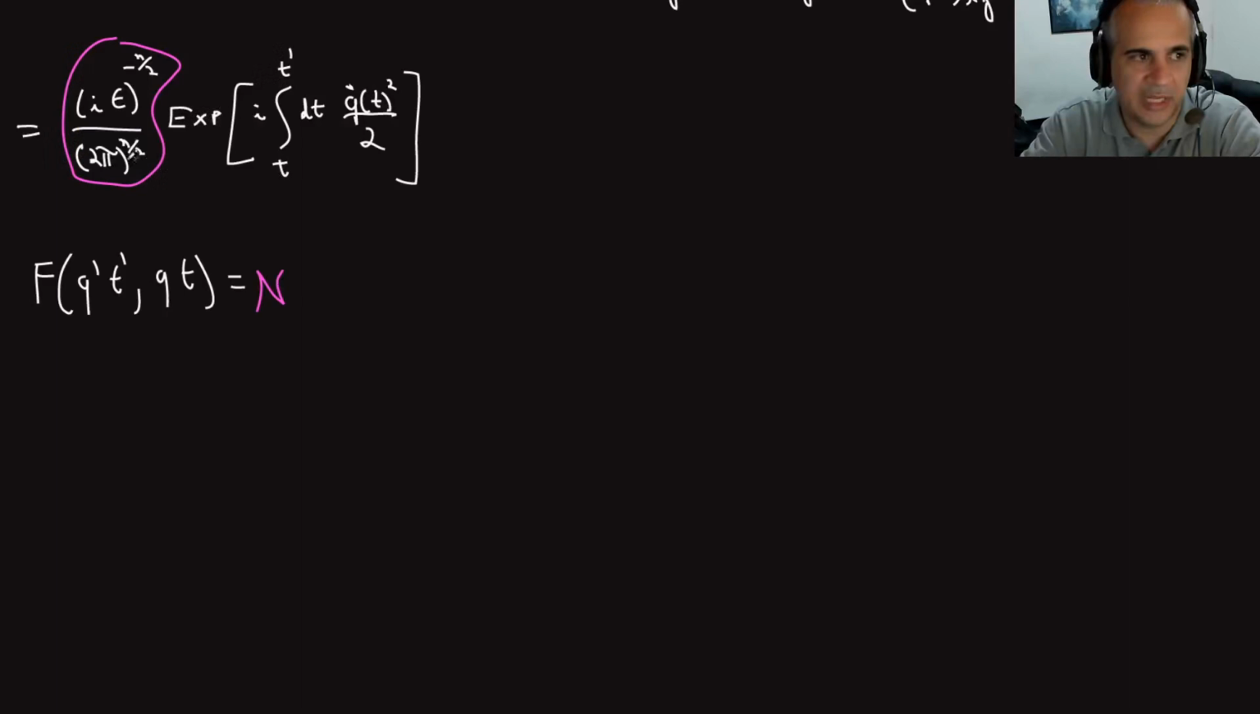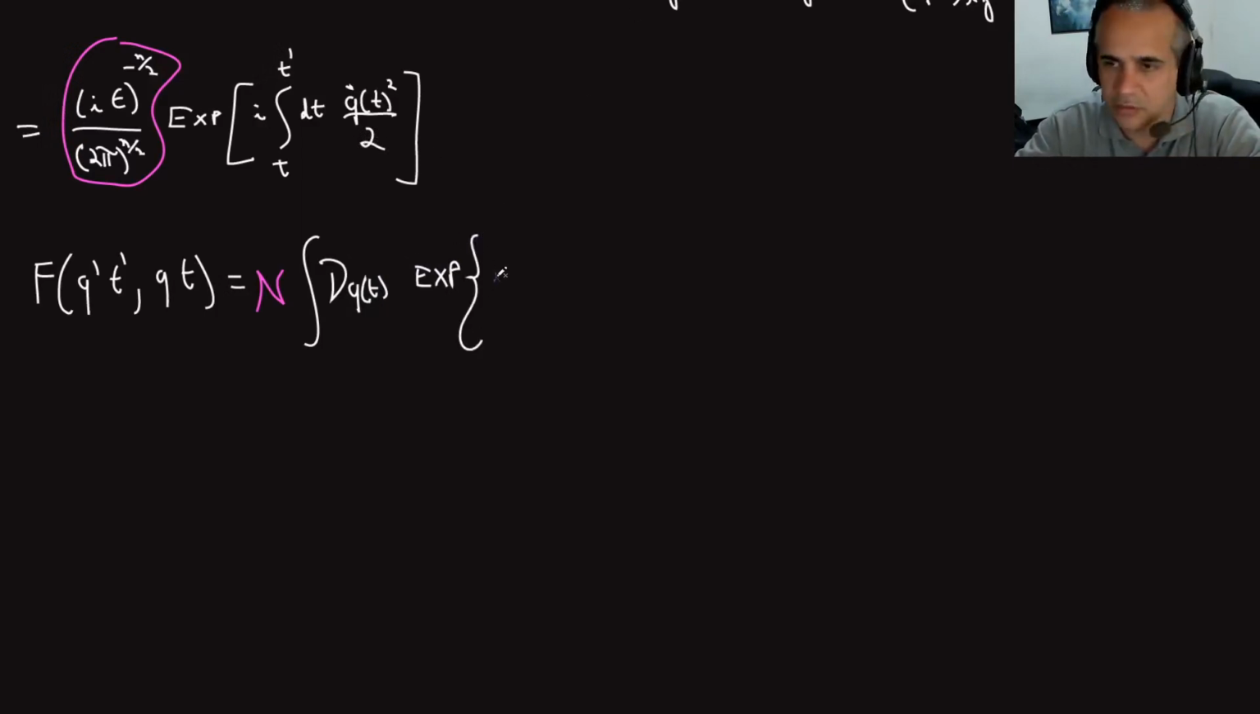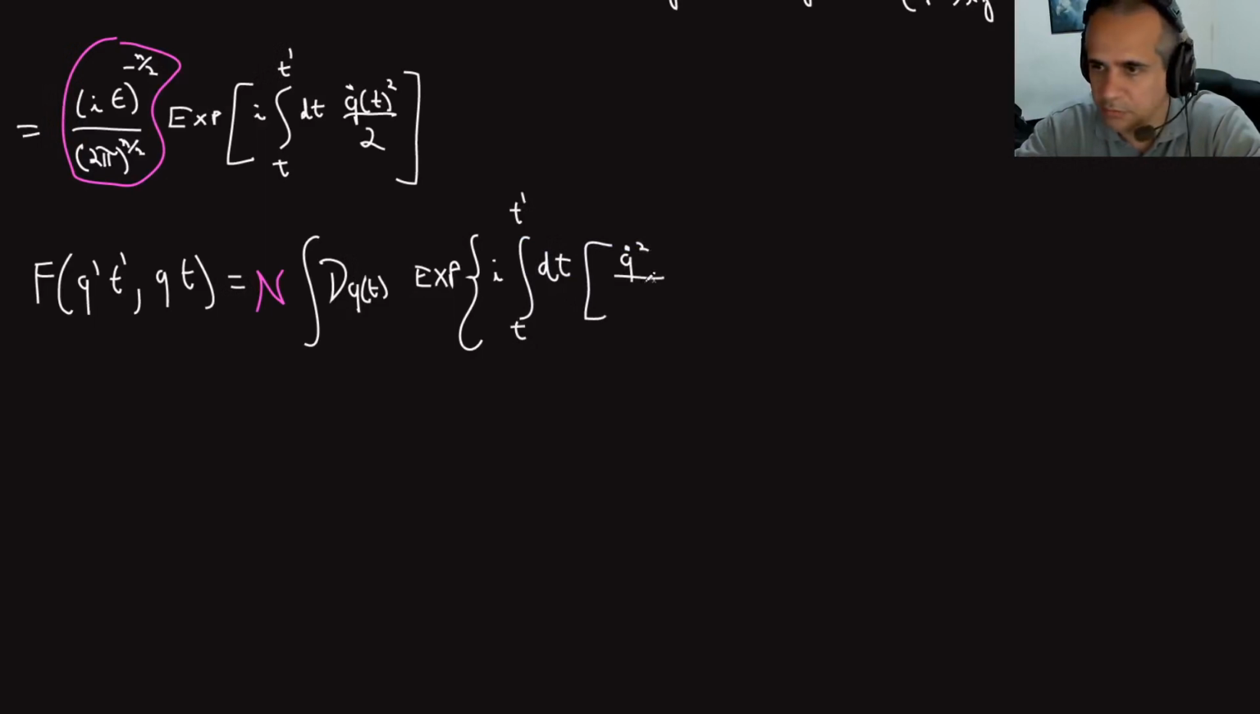So, aside from that, I can rewrite f as the integral. I still have the path integral over q. I still have the exponential of this exponential together with the exponential of the potential that I wrote at the start. So this will be the integral from t to t prime dt of q dot square over 2, minus v of q t.